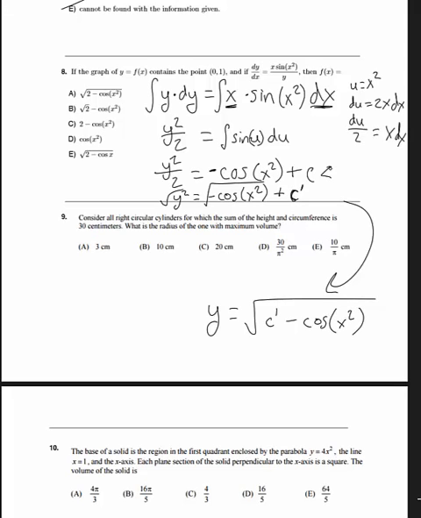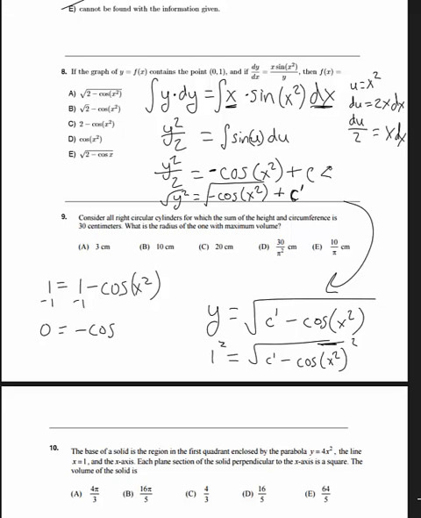Now we'll plug in that point, 0, 1. So 1 is equal to radical c prime minus cosine of x squared. And now I'm solving for x, so I could square both sides. And I get 1 equals 1 minus cosine of x squared. Subtract 1 from both sides, we get 0 equals negative cosine of x squared.